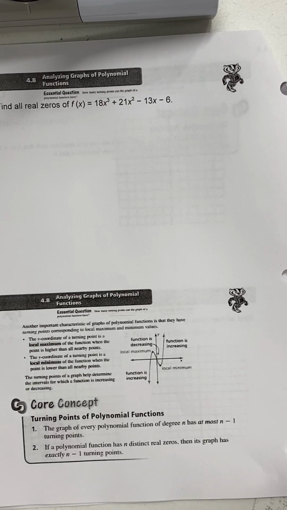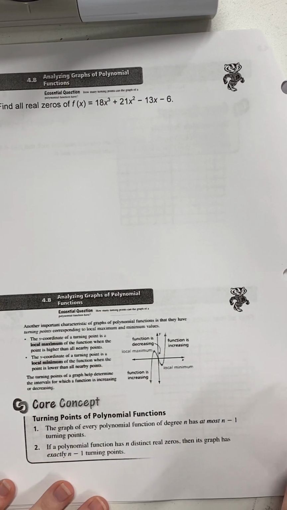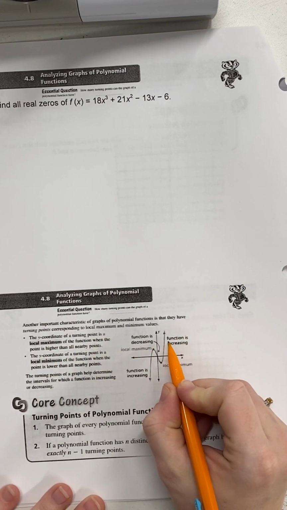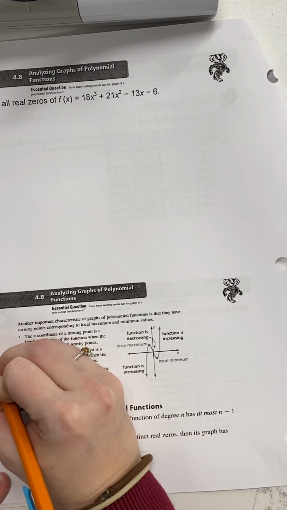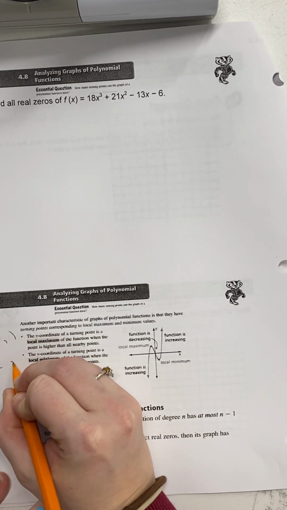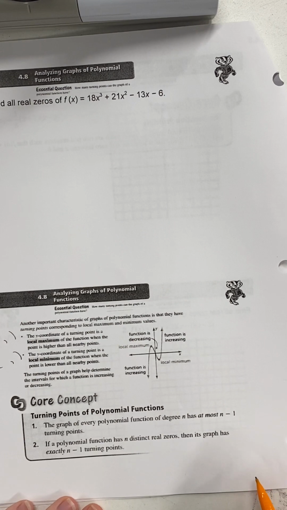Okay, so local minimums and maximums. The key here is that we have these local minimums and maximums. I put these as points, all right? So we've got a local minimum and a local maximum as a point. Now you can have lots of local minimums and lots of maximums.